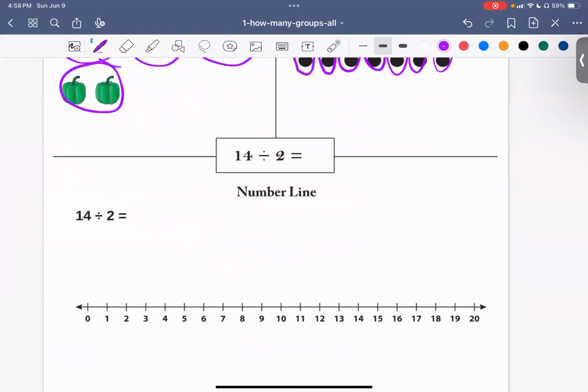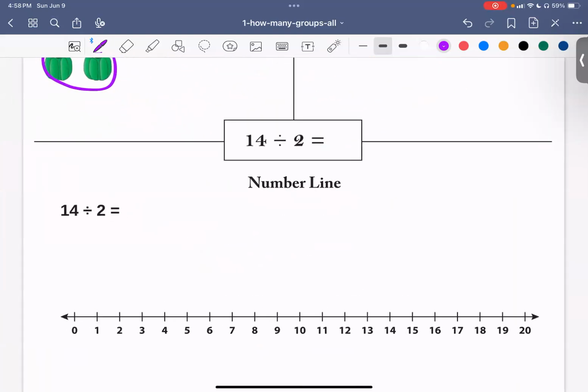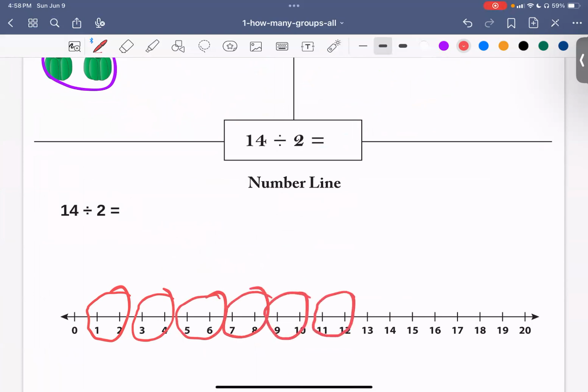Then we have the number line. We're going to do the same thing. We don't count the 0. So 1, 2, 3, 4, 5, 6, 7. And we have 1, 2, 3, 4, 5, 6, 7 groups.